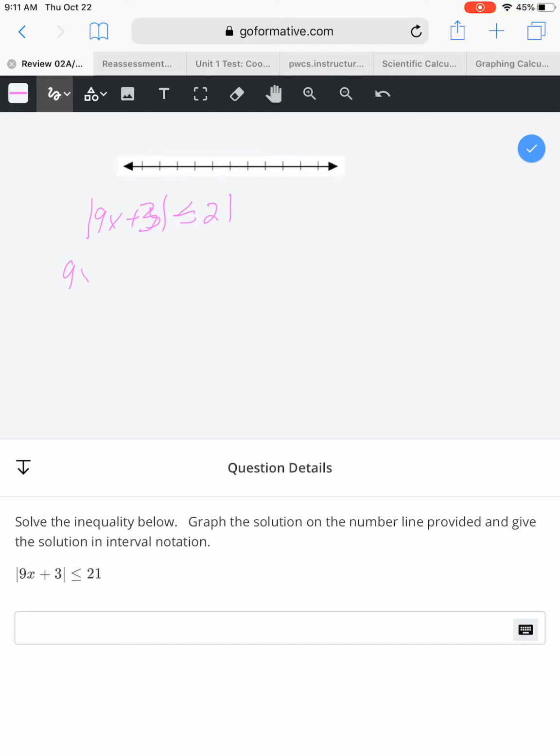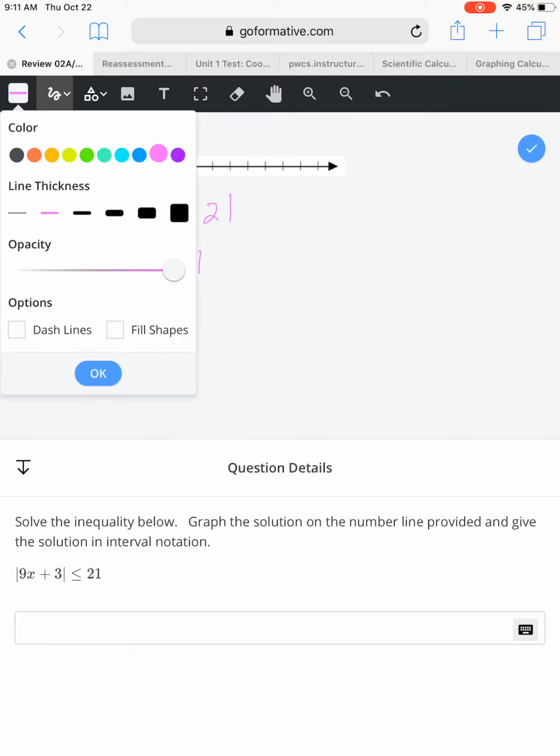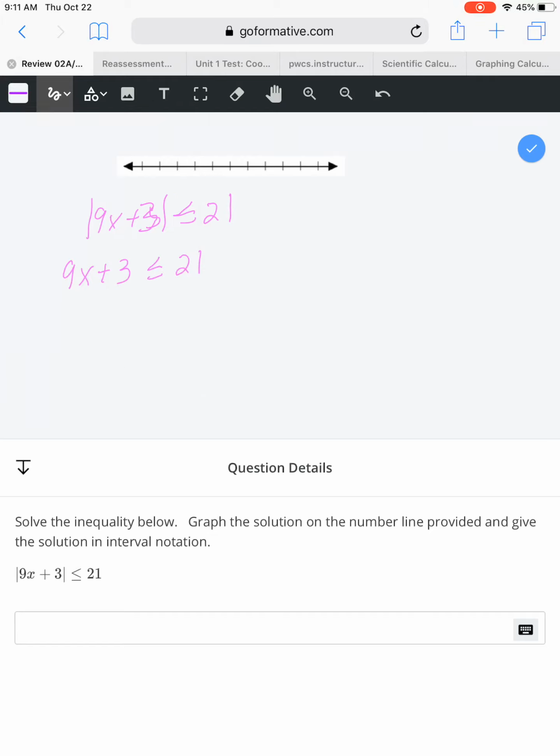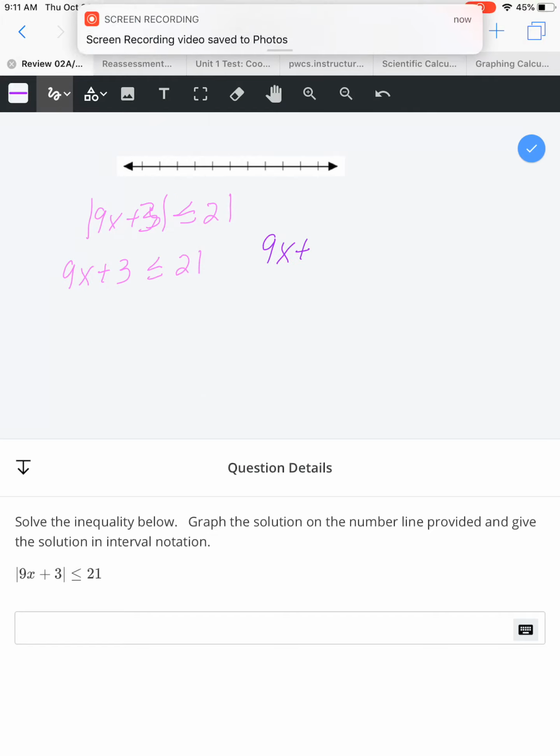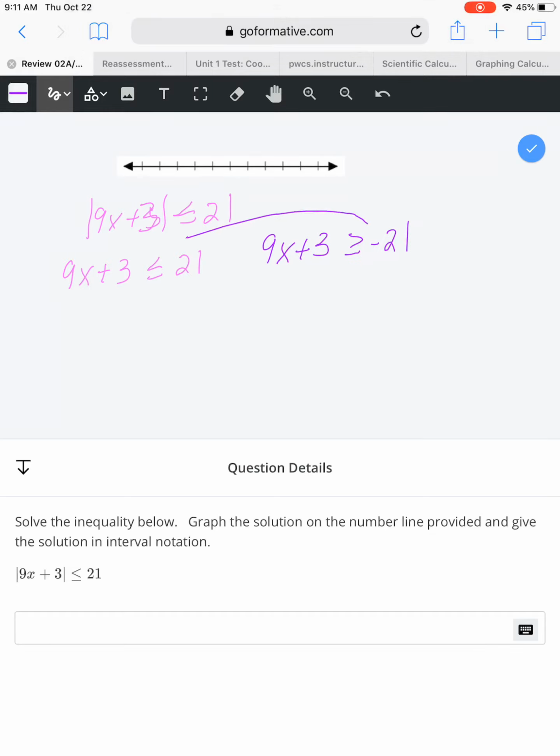So I'm going to solve this twice. It's going to be 9x plus 3 is less than or equal to positive 21. When I solve it again, you guys need to remember that it's going to be 9x plus 3 is greater than or equal to negative 21. So when you solve it twice, you switch, okay? Because you're looking for answers to the right and answers to the left, and to find your answers to the left, you need to switch your inequality symbol.